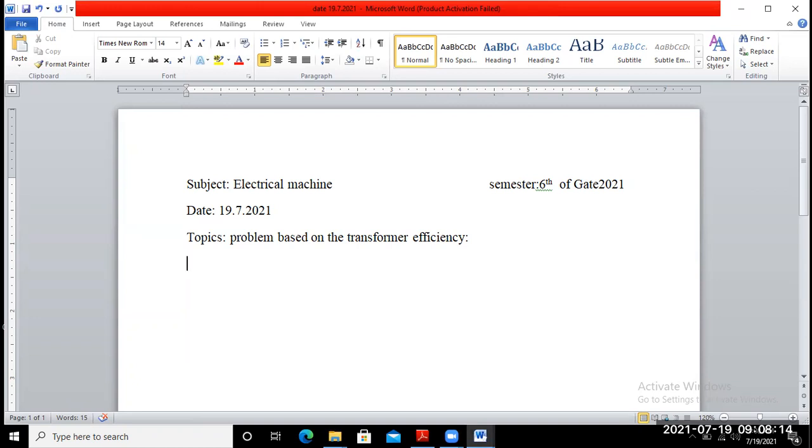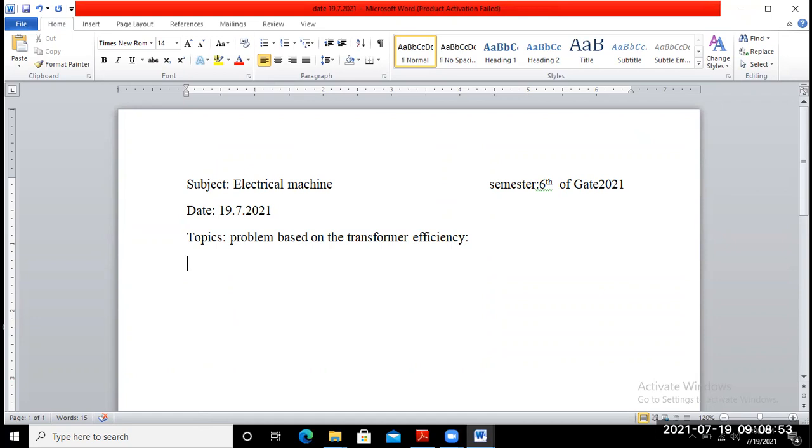In the previous class we already saw some problems related to transformer losses, that means the hysteresis losses and eddy current losses, that is, the core losses and ohmic losses. Today we are going to solve some problems based on efficiency. Based on those losses, you can find the transformer efficiency.